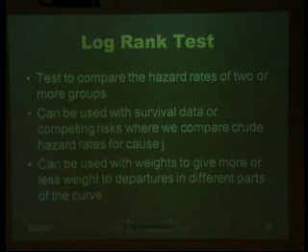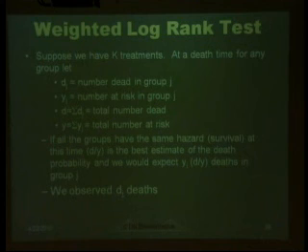And you can use it with some weights to let you look at different parts of the survival curve and see whether they're the same or not. So here's the idea. We have K treatments, and suppose we're at a death time, and we would then know the number of deaths that are in group J and the number that were at risk in group J. Those are these values with the subscript. And then we know the total number that died and the total number that were at risk.